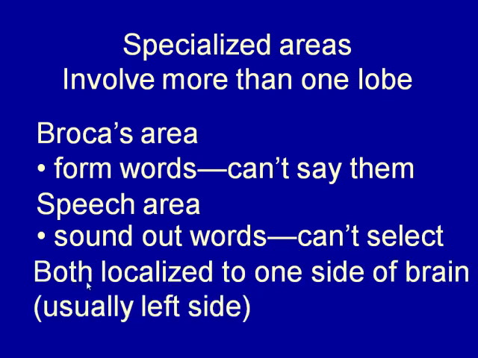Both of these are localized. That is, they tend to develop only on the left side of the brain in most people. If you have some sort of damage to the left side of the brain in either of these areas, you lose some of these abilities. But because the areas are on the left side, you can train the right side of the brain to pick this up. So people can learn to talk again if they lose that ability.